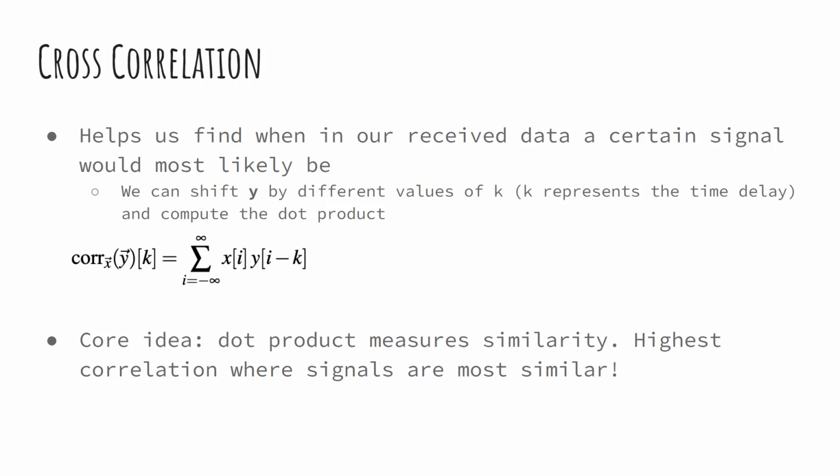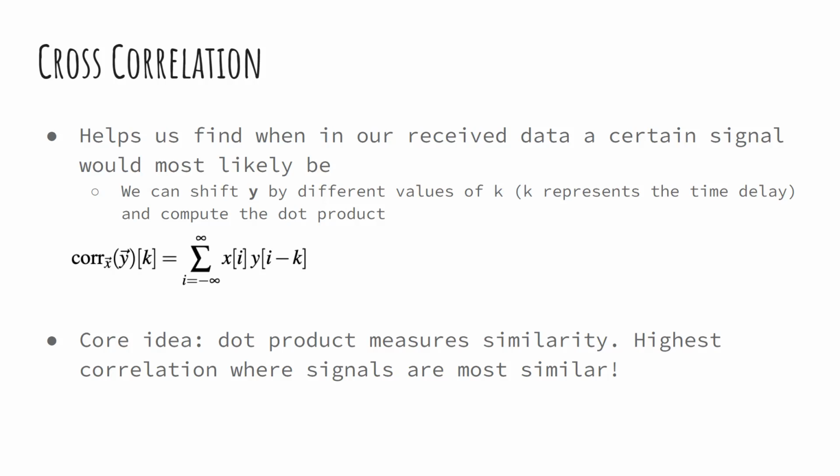The core idea here is that, as I said before, dot product measures similarity. So the highest correlation is the highest dot product, and that gives us where the signals are most similar, which is why this can tell us where you can find a certain signal within your received jumble of data.